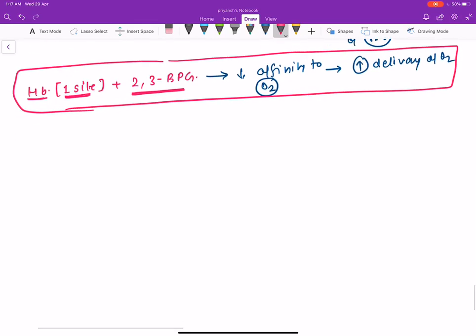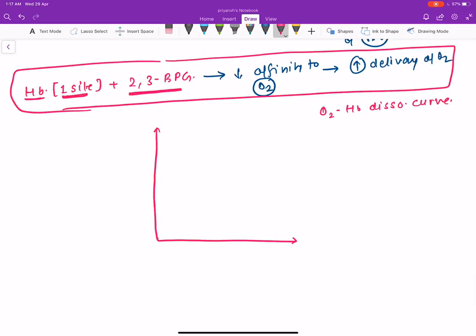If you want to depict the same thing on a graph, this is called the oxygen hemoglobin dissociation curve. The shape of this curve is sigmoid, or S shape. In myoglobin, I told you the shape is hyperbolic. Here it is sigmoid. On the x-axis is the partial pressure of oxygen, whereas on the y-axis we are writing oxygenated hemoglobin. As you increase the partial pressure of oxygen, there will be an increase in oxygenated hemoglobin to a certain level.